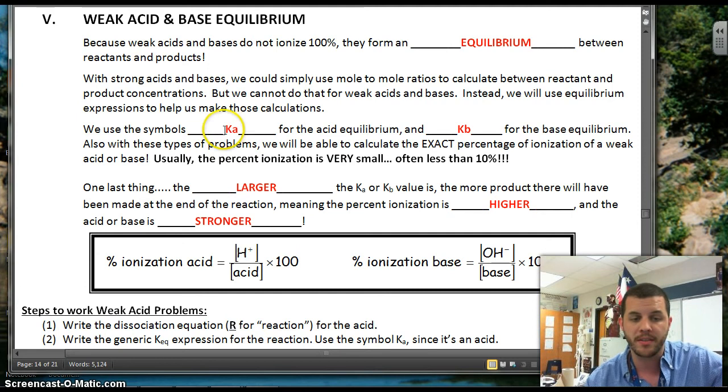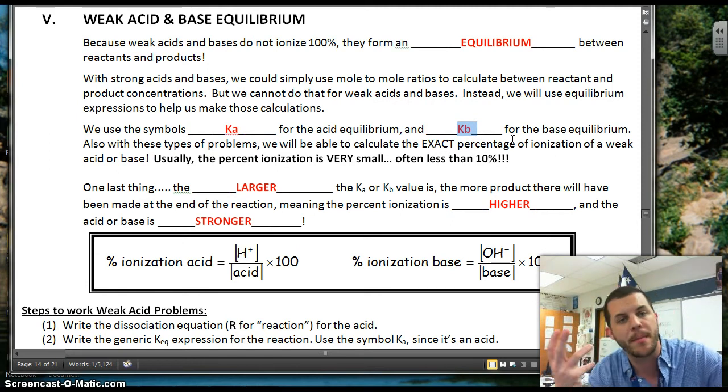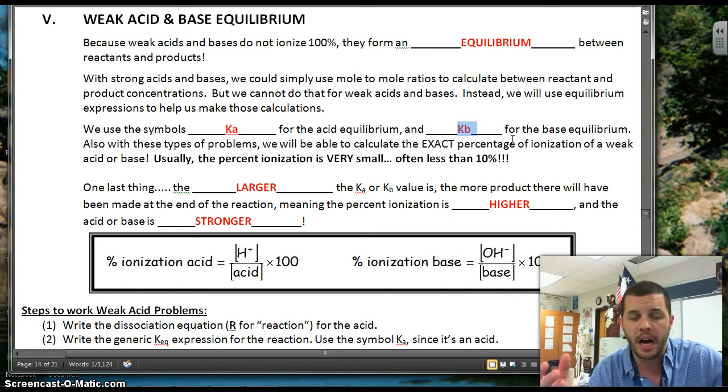We do need to understand the symbols Ka and Kb are our equilibrium constants. We're going to use Ka for acids and Kb for bases, but it's going to be the same basic idea that we talked about earlier when we did K sub EQ. We're still going to have an expression, and we're still going to do our products over our reactants.